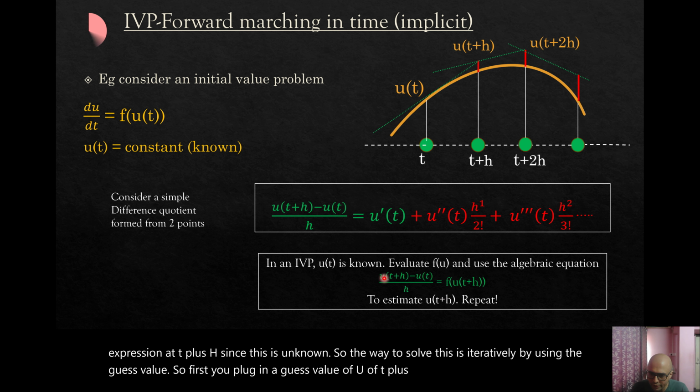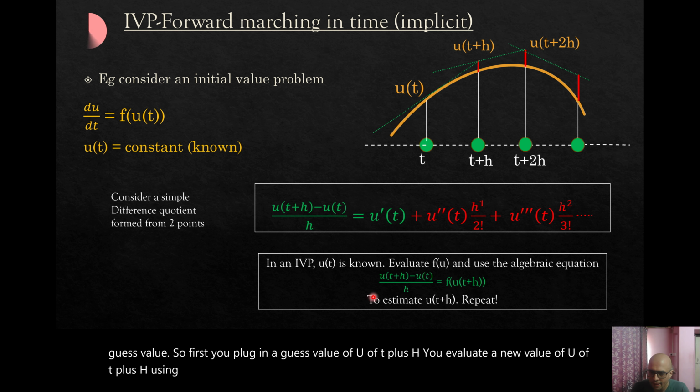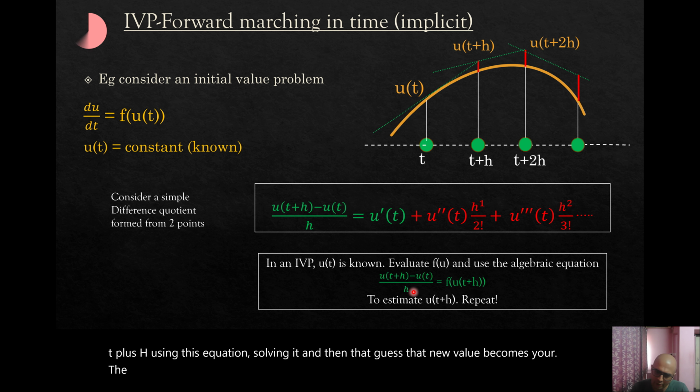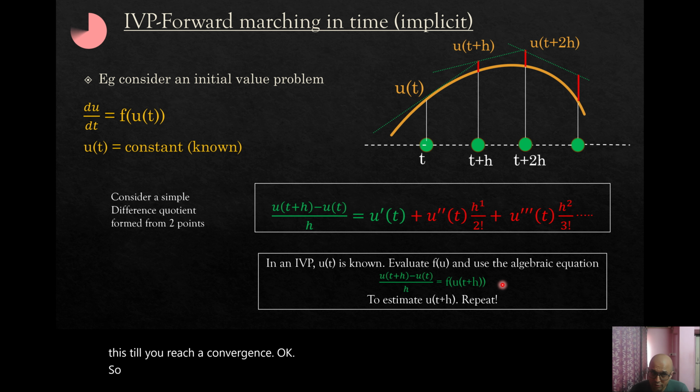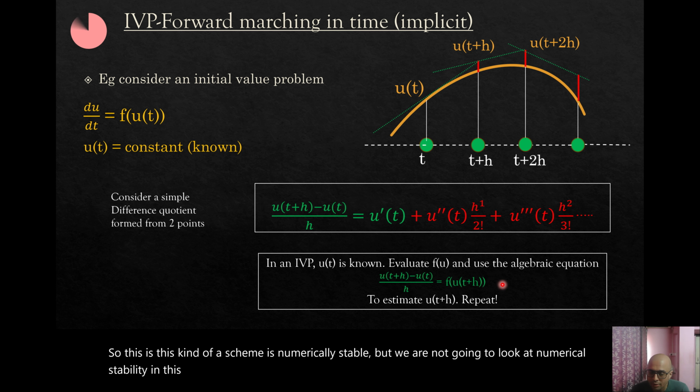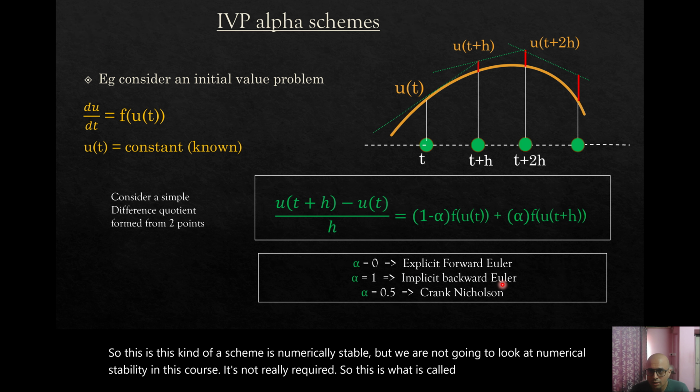You evaluate a new value of u of t plus h using this equation, solving it, and then that new value becomes your second guess. Plug it in, again calculate a third guess, and you just keep looping this till you reach convergence. Okay. So this kind of scheme is numerically stable, but we are not going to look at numerical stability in this course. It's not really required. So this is what is called the implicit scheme.